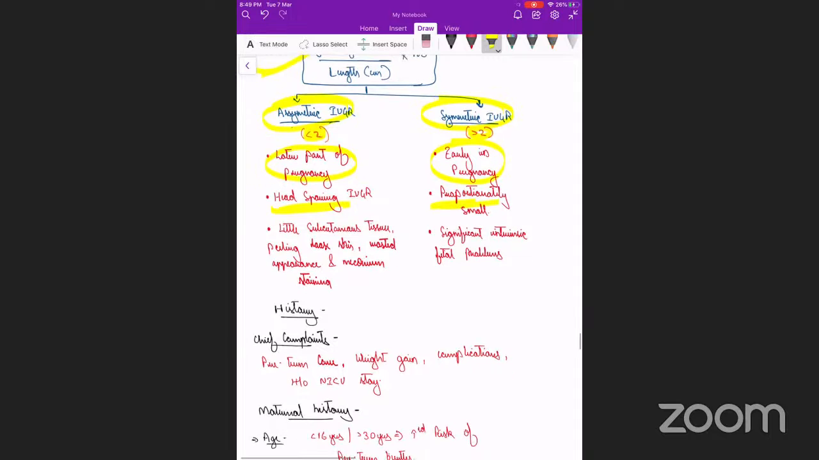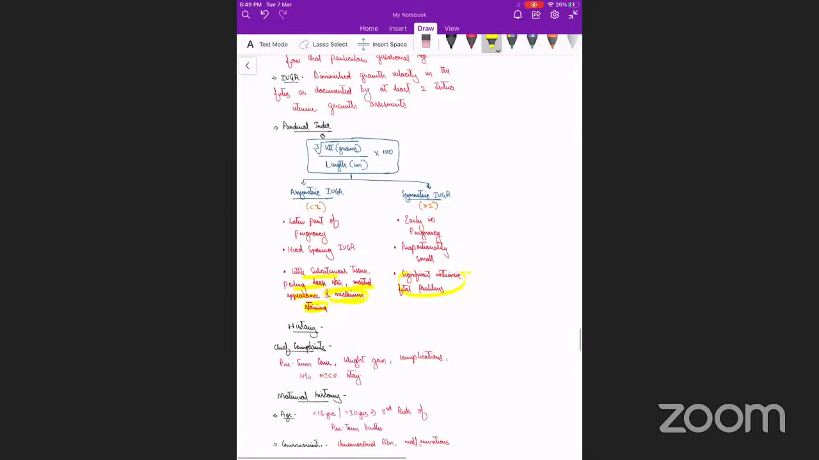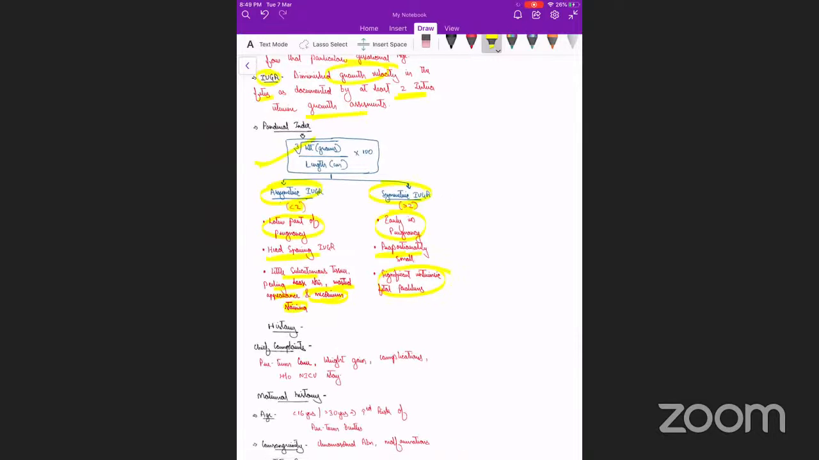Then how do we differentiate them? Asymmetric IUGR babies have little subcutaneous tissue, they will have peeling or loose skin folds, they look wasted, that is, groin skin folds or axillary skin folds can be present, and meconium staining can be present. Whereas symmetric IUGR babies can have significant intrinsic fetal problems. So this is how we differentiate asymmetric IUGR from symmetric IUGR.